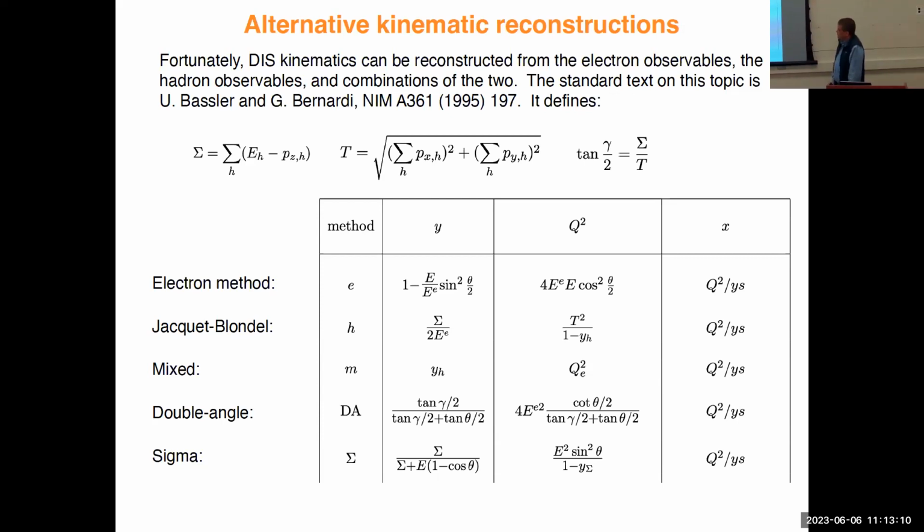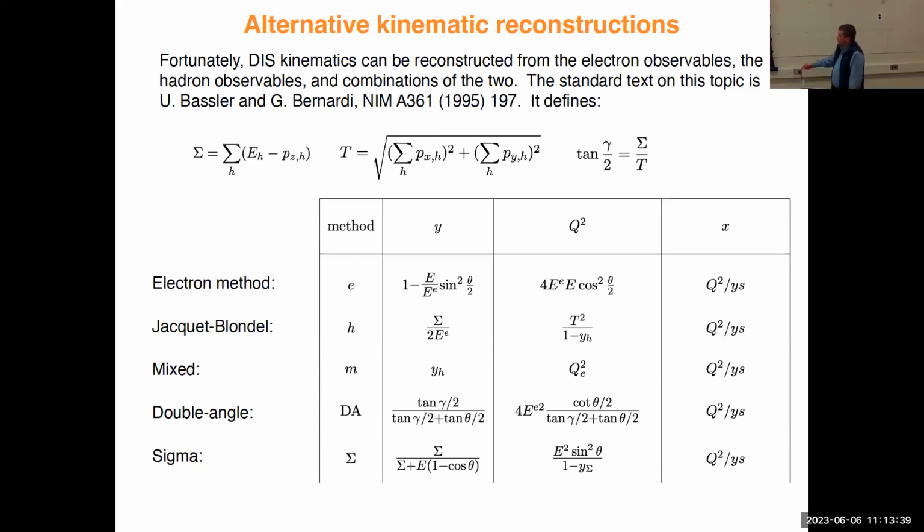And what you get at that point is rather straightforward. First off, your y value is the sigma divided by the electron energy. So that's a quantity that has not depended at all on the scattered electron itself, because this is beam energy. And your Q squared value, you can reconstruct again purely from hadronic observables.